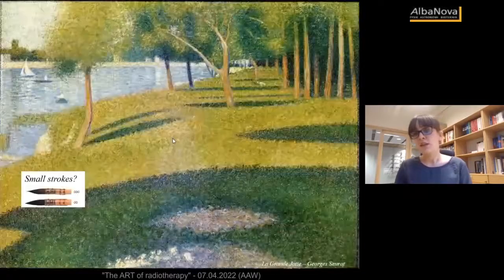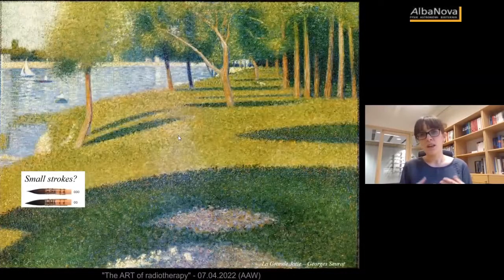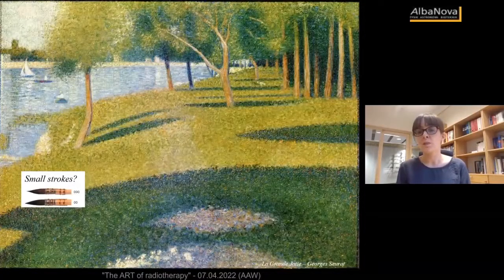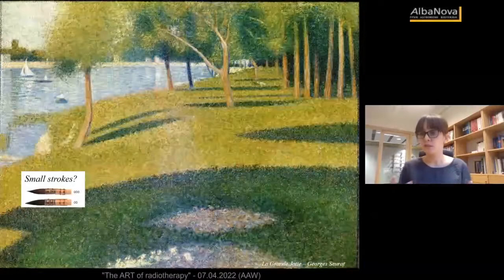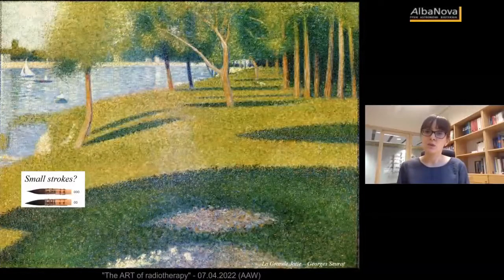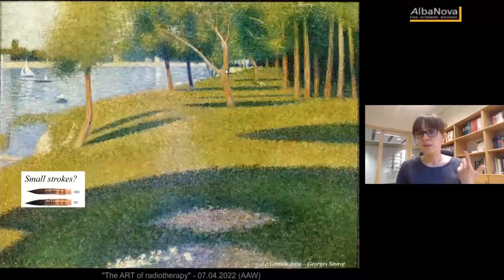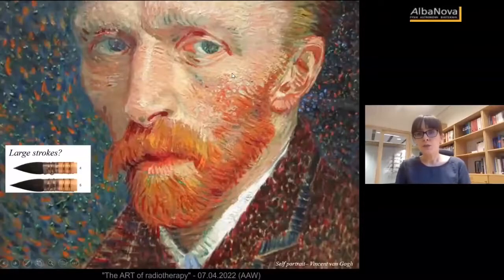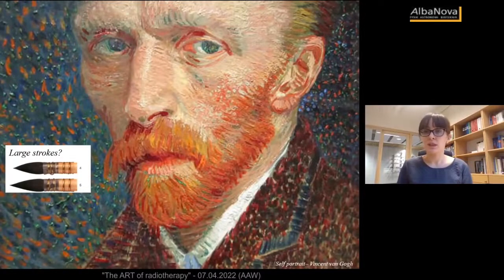So again, we can come back to this analogy with art and take a look at this painting by Seurat, who, maybe you know, was one of the main exponents of the so-called pointillists, where you see that the painting is done with very small strokes. Or should we use instead another strategy for those paintings? Should we paint as done in the self-portrait by Van Gogh, using larger strokes, a larger brush?